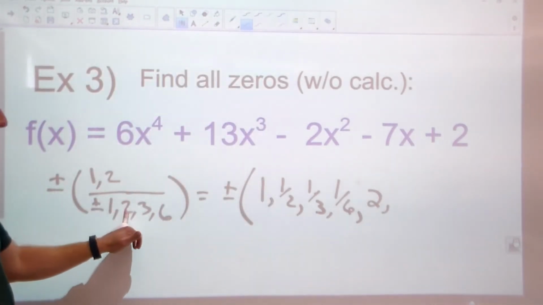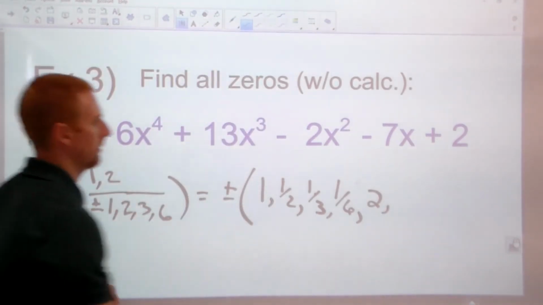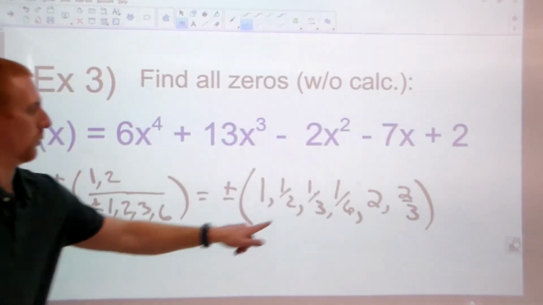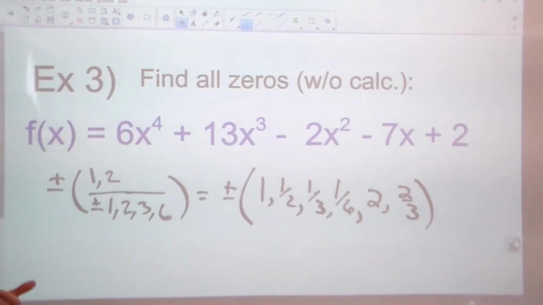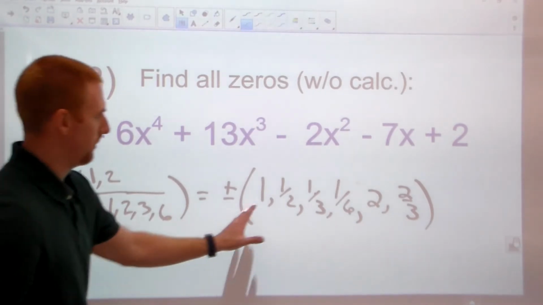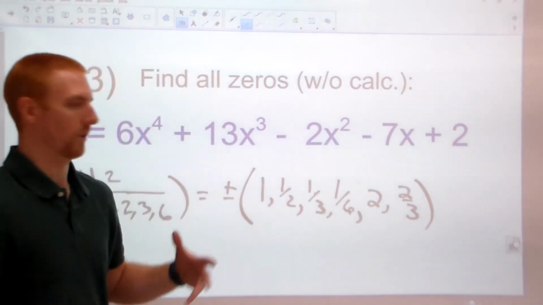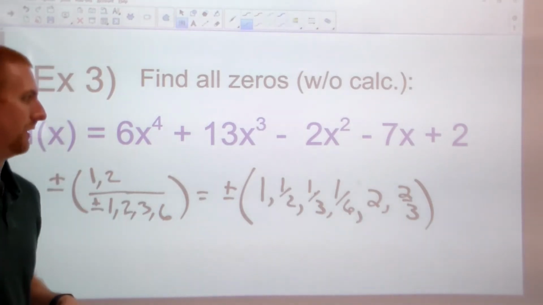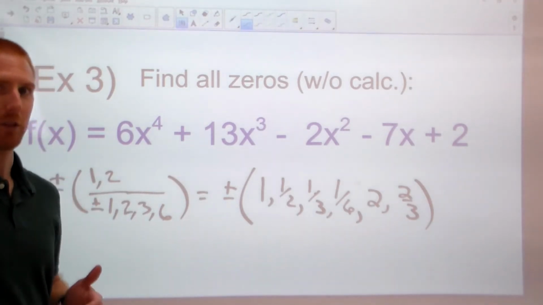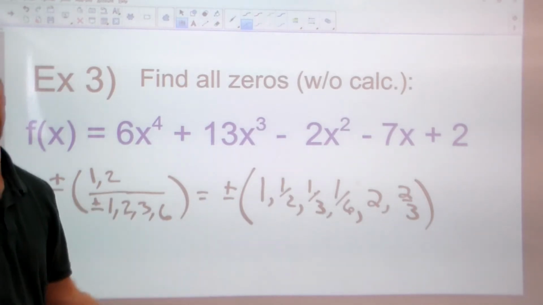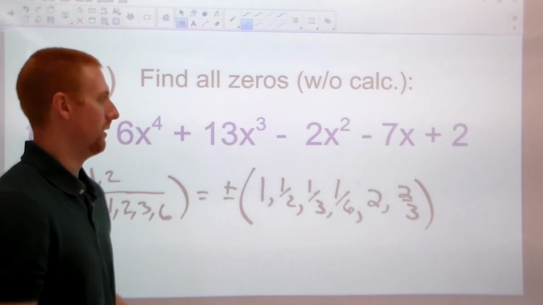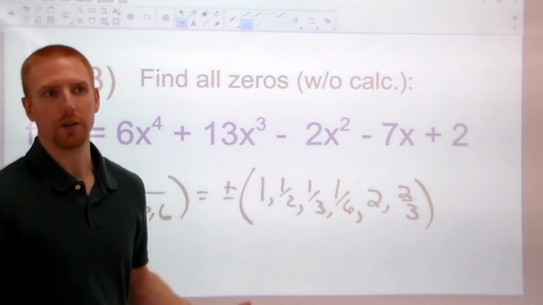We could have 2 over 2, which is 1. We already got that. 2/3. And that should do it, because 2 over 6 is 1/3. We've already got that. So at least we've narrowed it down. We've got 6 possibilities plus the negative version, so 12 possibilities. I'd really rather narrow this list down even more if I can and not have to do 12 different synthetic divisions, because that's really where it gets to. Now we plug these in for synthetic division and see if we're onto something.